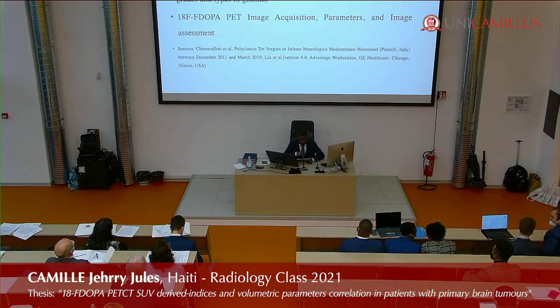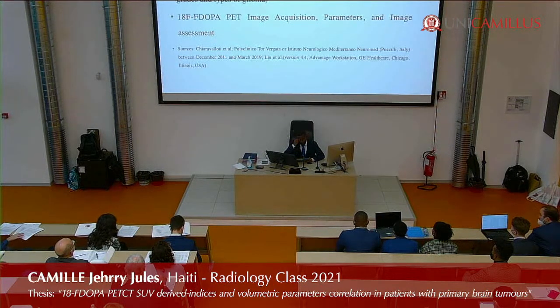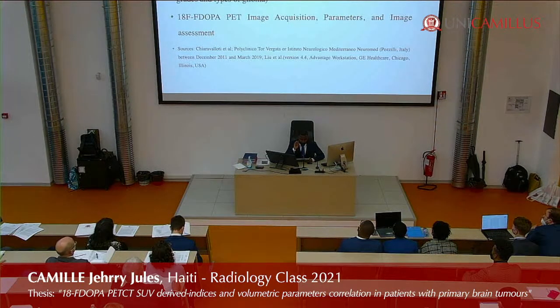About the material and method. I speak firstly about the material. About the material, we chose 133 patients that underwent 18F-DOPA imaging for primary brain tumor to confirm the increasing importance of the 18F-DOPA parameter.